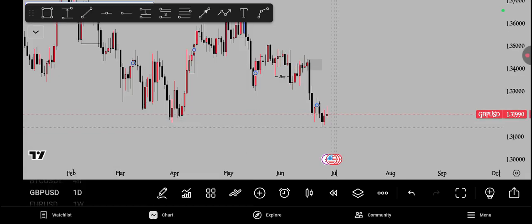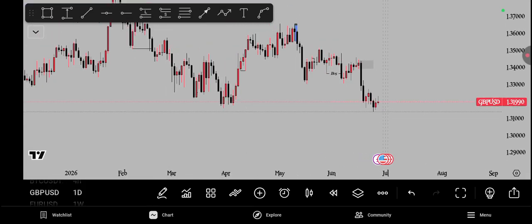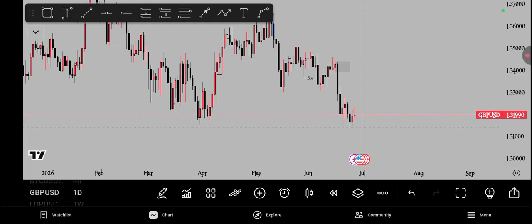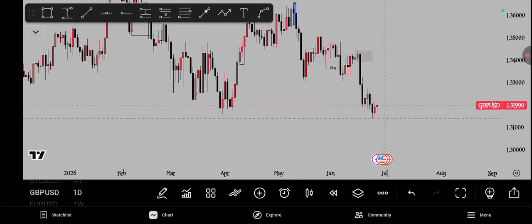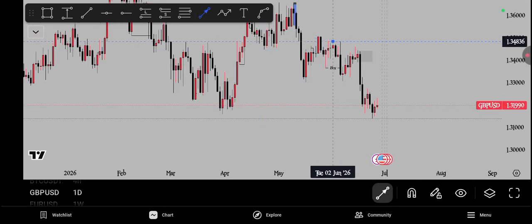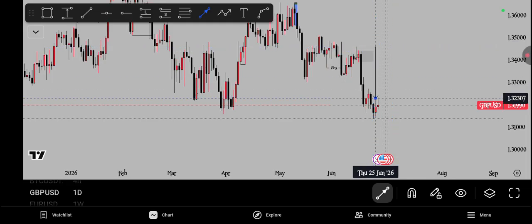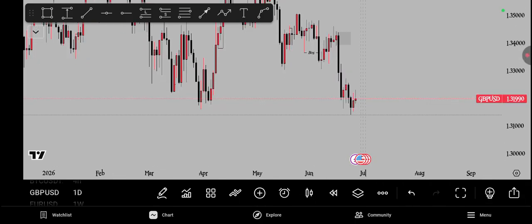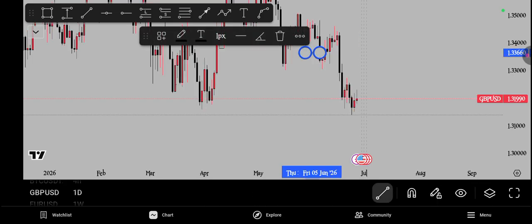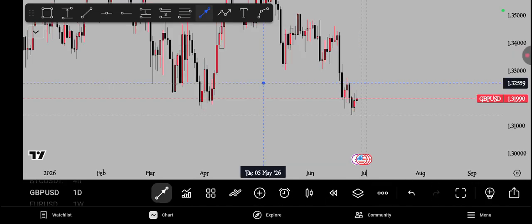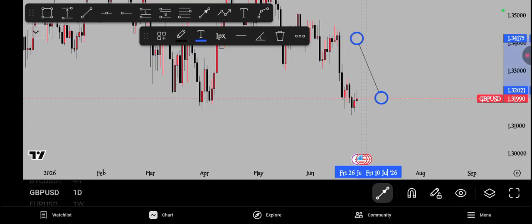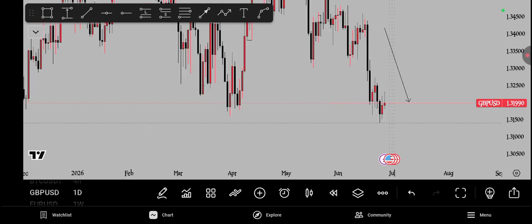So now here is the daily time frame. If you notice, the last price action the daily time frame printed was bearish. The last price action GBP USD printed out was what? Was bearish. So in essence, we are in a downtrend.